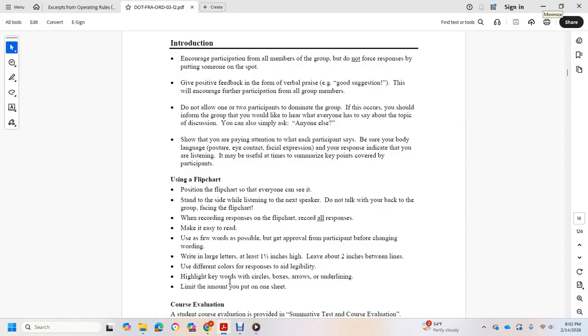Record all responses. Make it easy to read. Use as few words as possible, and get approval of the participant before changing the words. Write in large letters, at least 1.5 inches high, leaving about 2 inches between the lines. Different colors for responses aid legibility. Highlight key words with circles, boxes, arrows, and underlining. Limit the amount you put on one sheet.